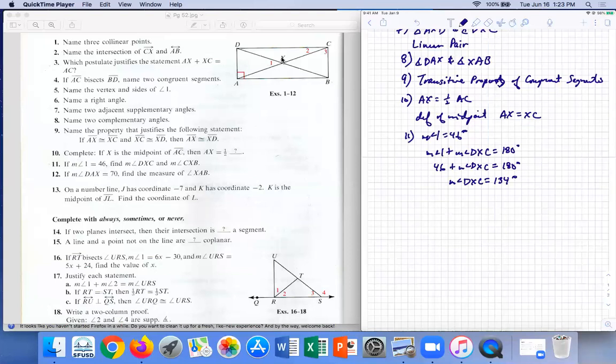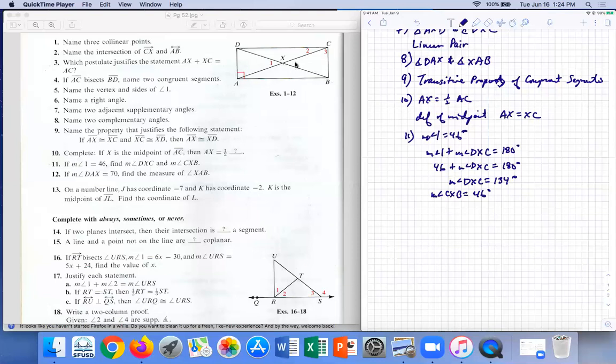46, yeah. So that's DXC. And then to find CXB, which is over here, these two angles are vertical angles. The vertical angles theorem says vertical angles are congruent. So you know that the measure of angle CXB should equal 46 degrees as well.